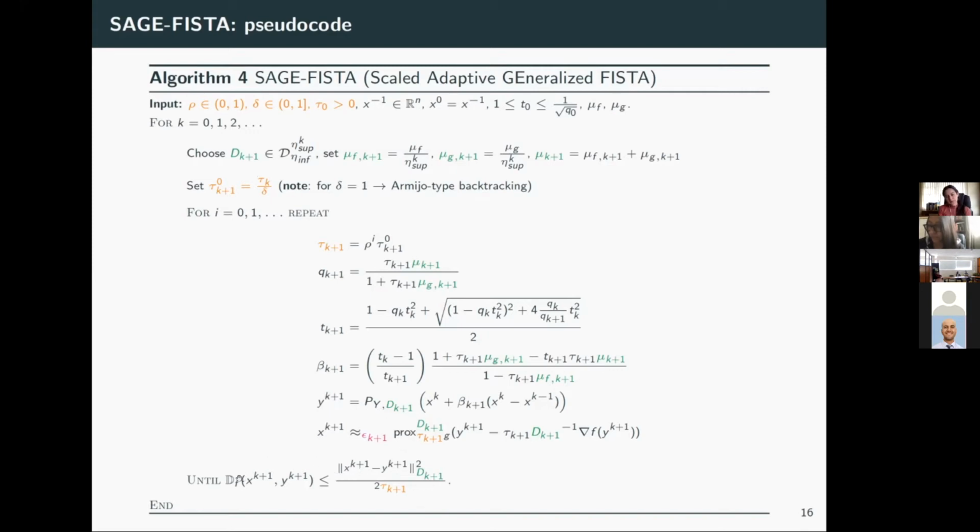And then you compute all the quantities that you need to check this control on the Bregman distance that I introduced before. If this is verified, then it's fine. Then you can keep your step size bigger than the one you had before. If it is not verified, then you have to decrease it, by a factor rho, in a standard Armijo fashion.